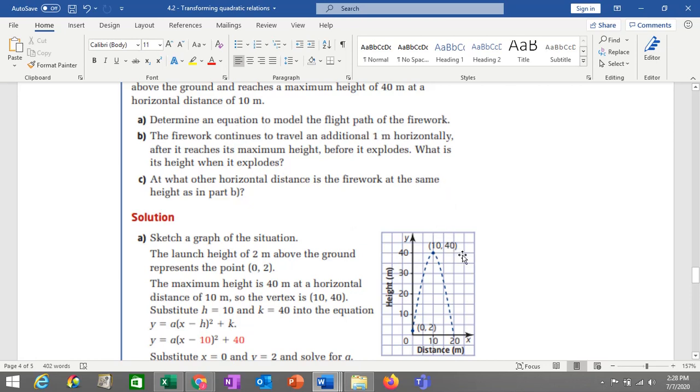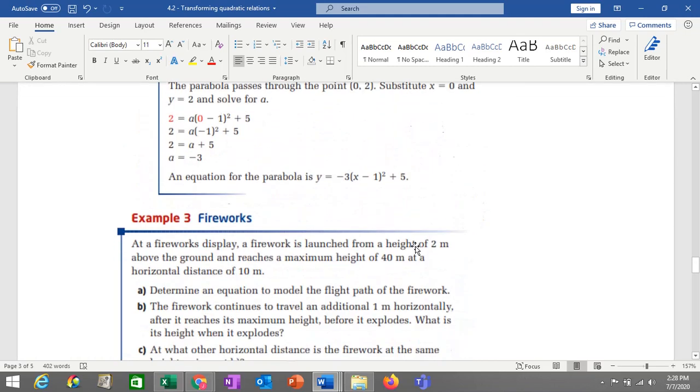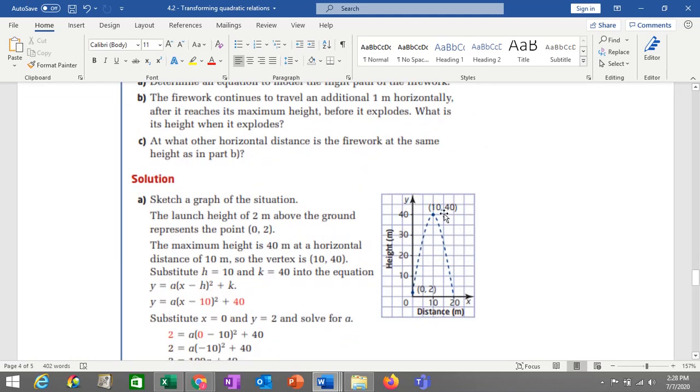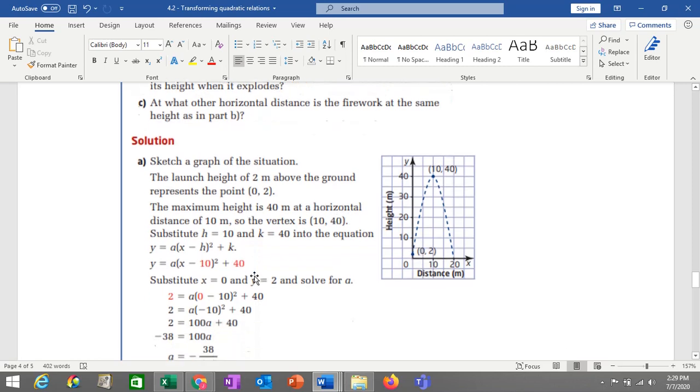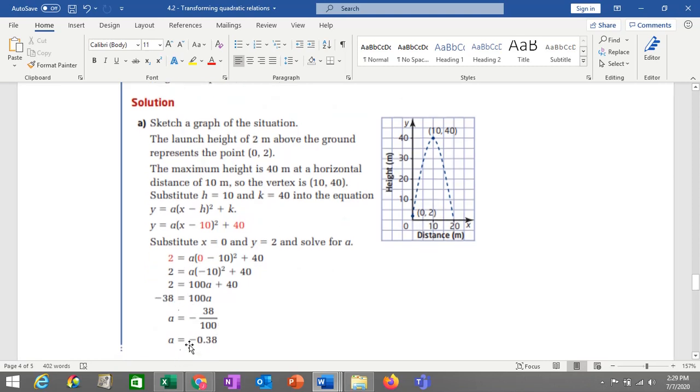Okay, so hopefully you'll notice this looks just like the question we just did, right? You have a vertex, you have an h, you have a k, and you have a point on the graph that's not the vertex. So you're going to be able to plug that point in and solve for a. So that's all they do here, right? (10, 40), h, k, you plug that into the equation. You substitute the point (0, 2) in for y and x, and then you just solve for a. Okay, so typically in a real world problem, you're not going to get nice numbers, and you don't in this case, although that's not too bad, right?